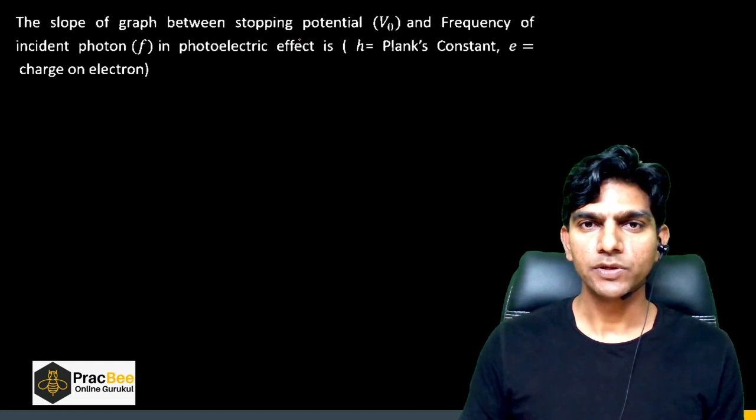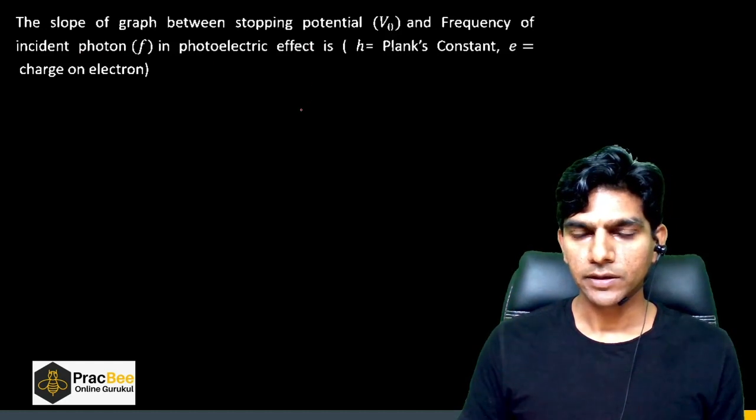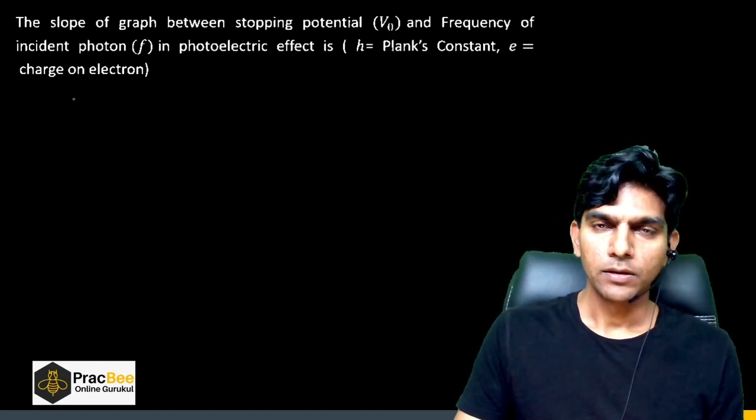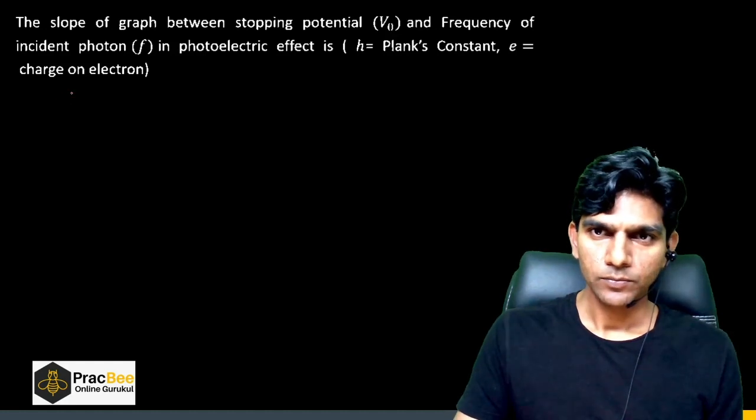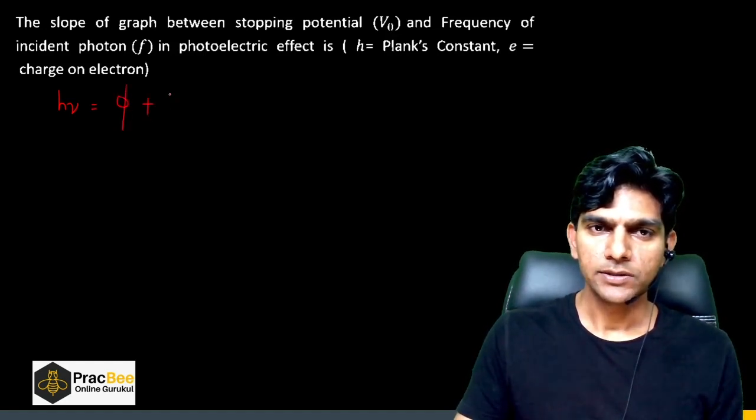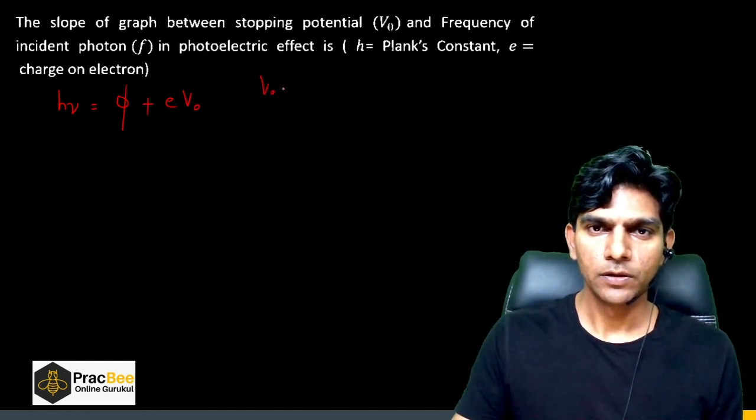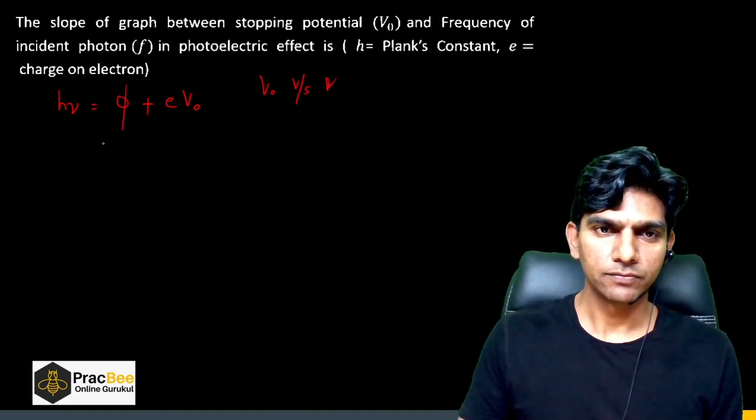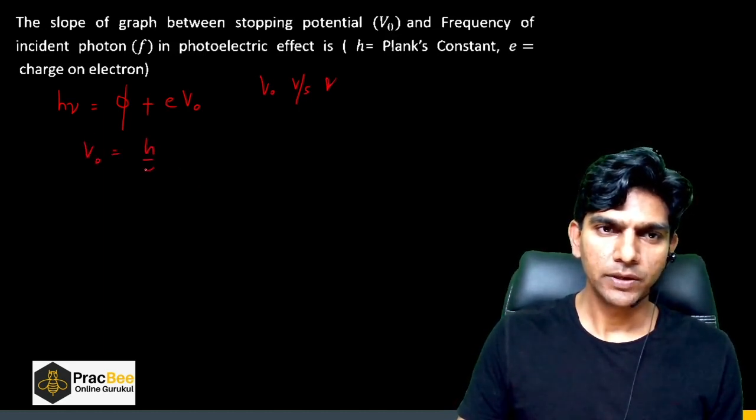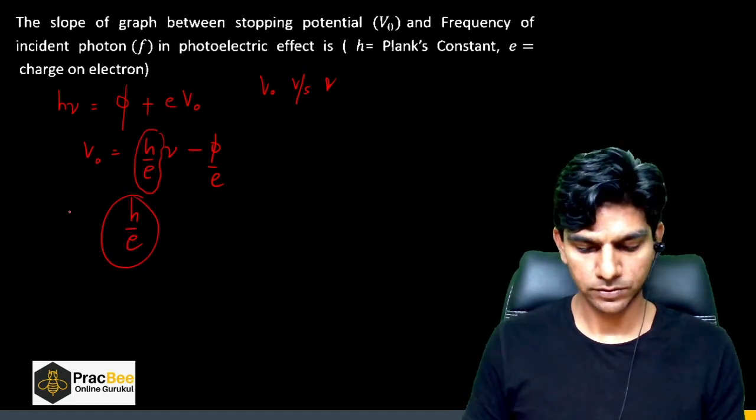The slope of the graph between the stopping potential and the frequency of the incident photon in the photoelectric effect is, okay. We know that by Einstein's photoelectric equation, h nu, which is the energy of the photon, will be work function plus e times V naught, where V naught is the stopping potential, and we need to find the slope of the V naught versus frequency graph. So we can say V naught is h by e, nu minus phi by e. So the slope will be h by e. So that is the answer of this question.